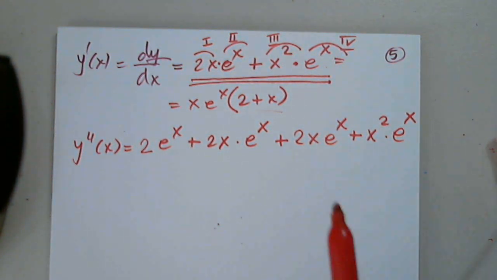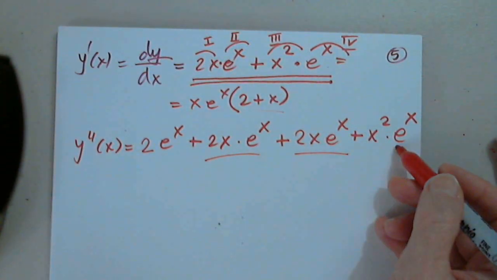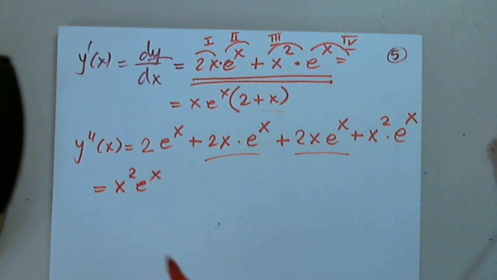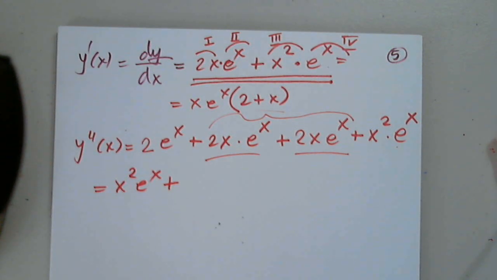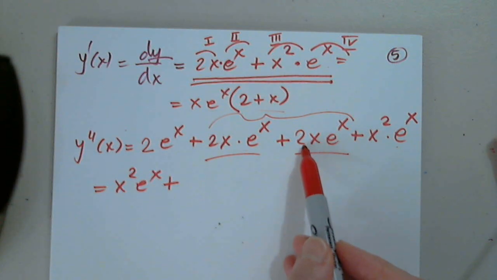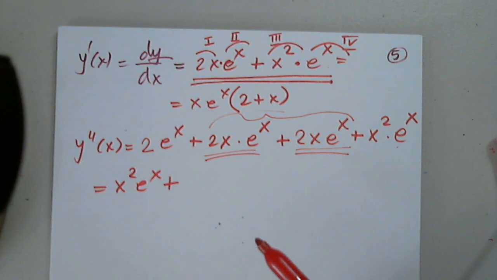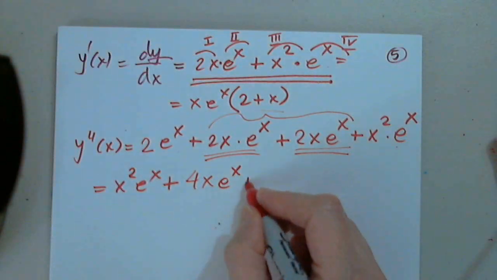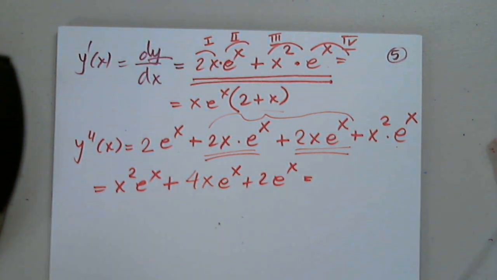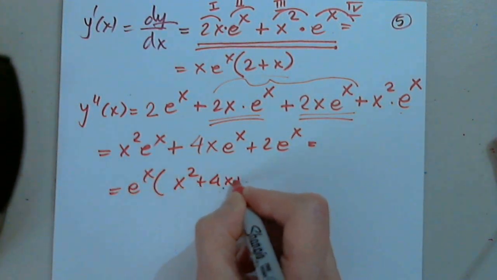Yes. Perfect. So I see that these two can be combined like terms. I'm going to start with this one. So x squared e to the x. And can anyone combine these two and tell us what to write? They are the same term. Is it 4? 4. Excellent. 4x. Yes, awesome. And plus 2e to the x. Yes, if you want to be fancy, you will factor out e to the x, and you will get x squared plus 4x plus 2.